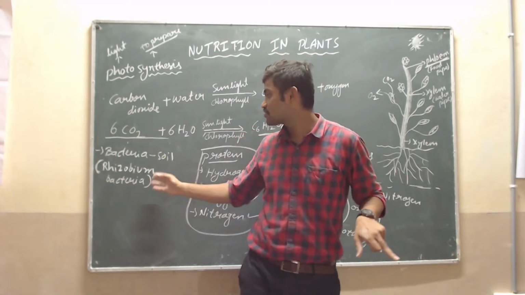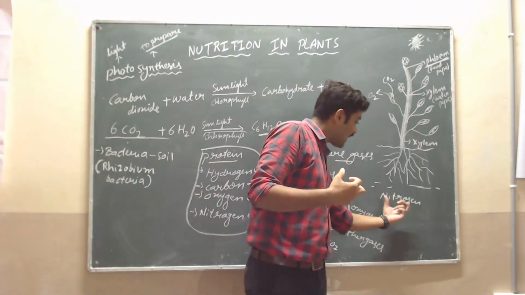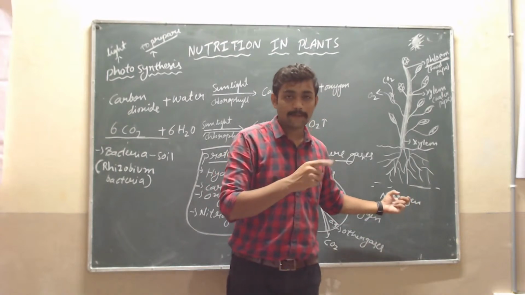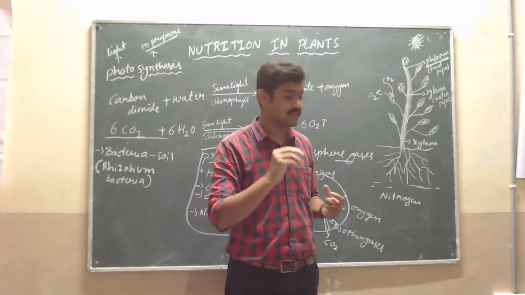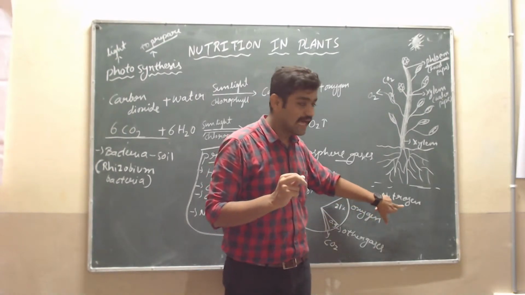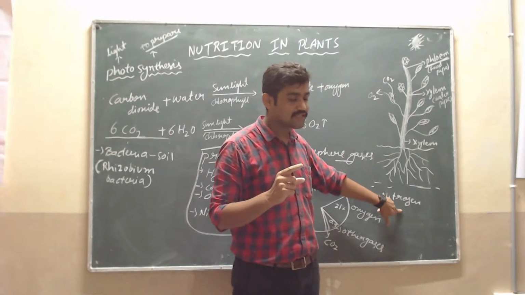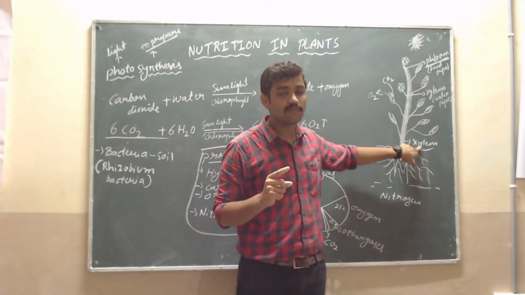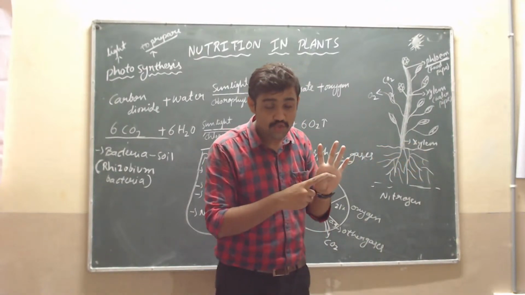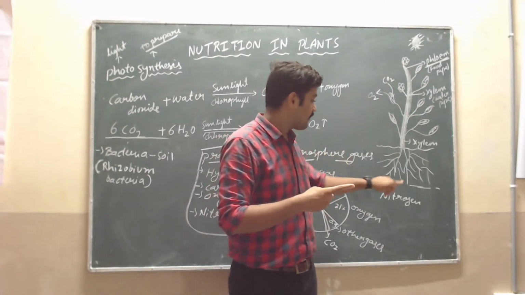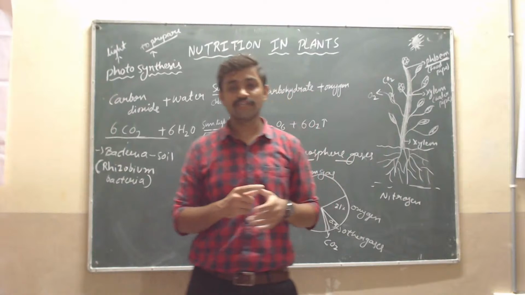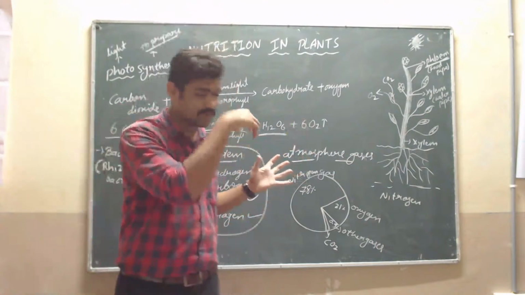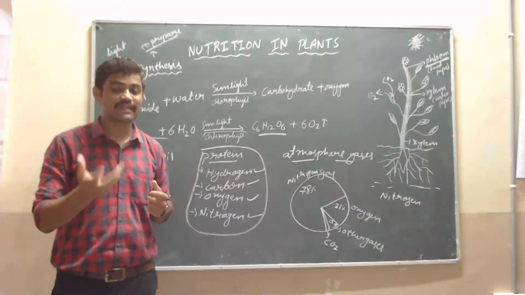The nitrogen will dissolve in the water. With the help of that water, through roots and with the help of xylem, which is the water pipe, the water with minerals and nitrogen is transferred to all the parts of the plant. At that time they can prepare protein also and vitamins also.